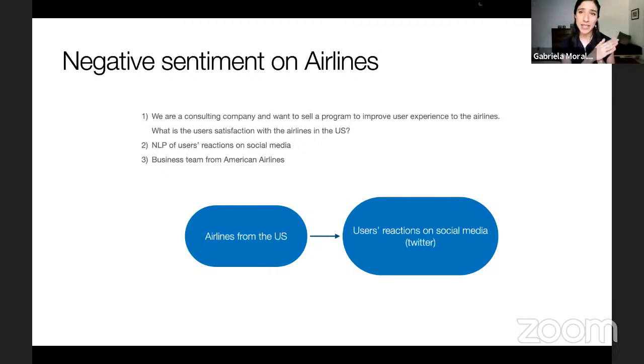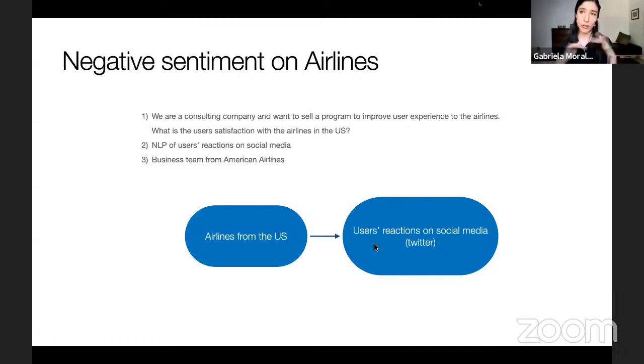But I'll start with this example, which is the negative sentiment on airlines. Let's pretend we're a consulting company that wants to sell a program to improve the user experience to the airlines. As you know, this is very important, especially now with fewer flights going around and fewer people willing to risk flying. Really, you need to have a very good user experience to keep the clients. So what is the user satisfaction with the airlines in the US? That's our question that we want to answer.